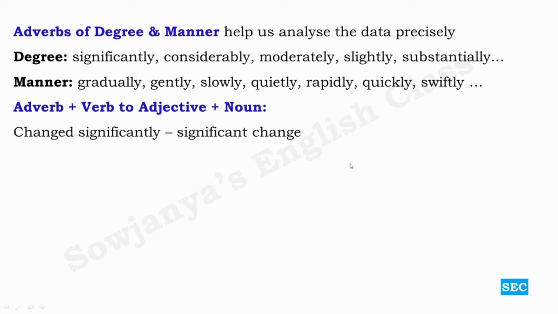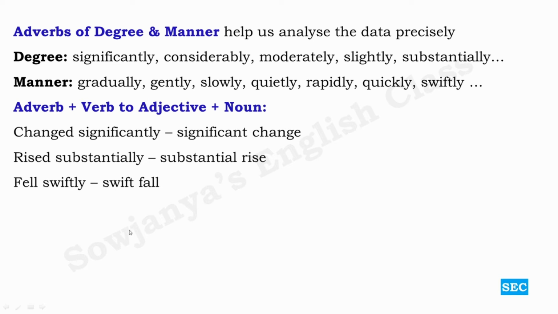For two sentences you can use adverb plus verb combination, and for another two sentences you can use adjective plus noun combination. It brings a sort of variety in your writing, which makes it interesting reading, which is otherwise a dry sort of reading. Analysis, data, numbers, there's nothing much interesting over there unless you bring in some variety in your language. And then look at other examples. Rose substantially, substantial rise, like that. Fell swiftly, swift fall. So adverb plus verb combination you can easily change to adjective plus noun combination. It's not a big deal.